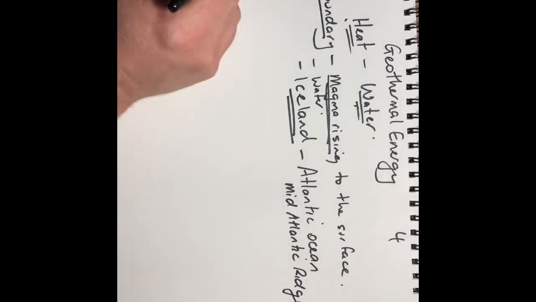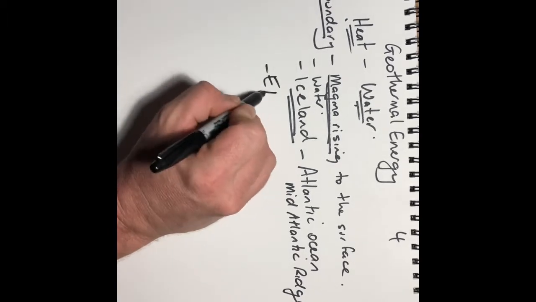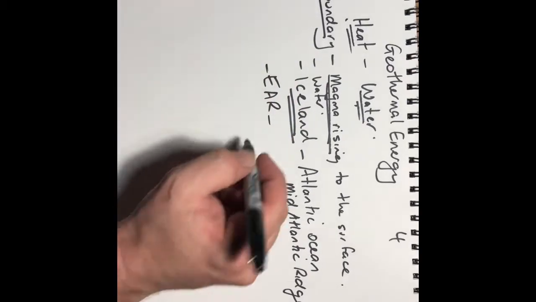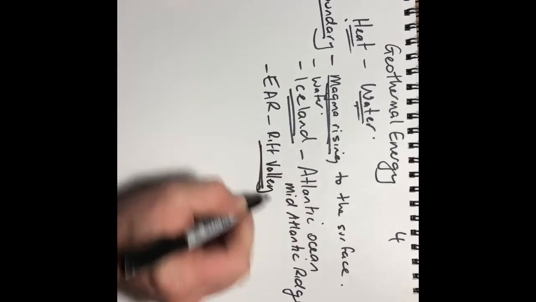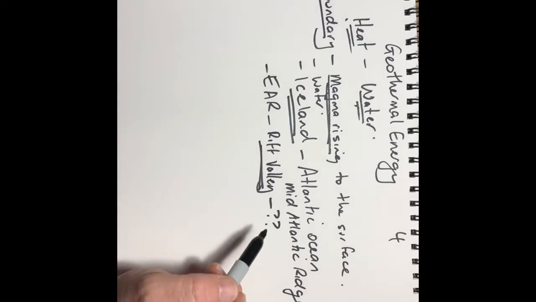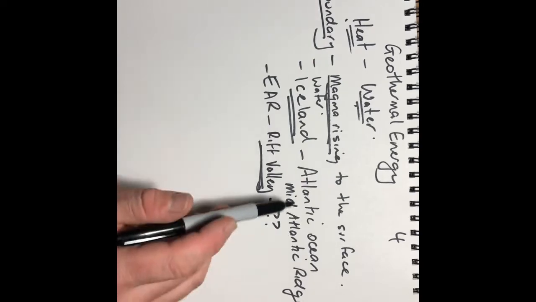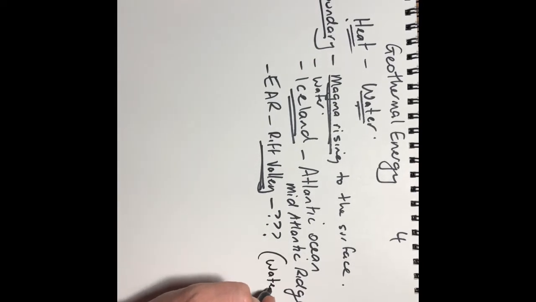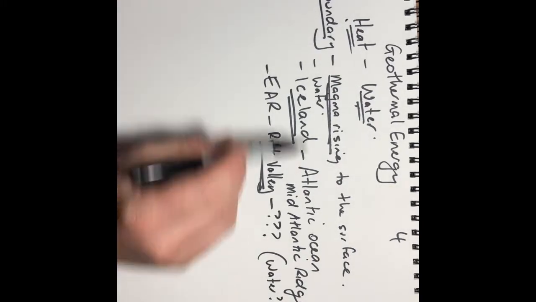If we think about some other locations, divergent boundaries, you might think of the East African Rift. So that is the Rift Valley in Africa. It's actually one that I don't know a lot about, but it seems to me like it would be a good idea. It's a divergent boundary. You would have magma rising to the surface. The only thing that you're missing, though, is water. So would it work? Sure.